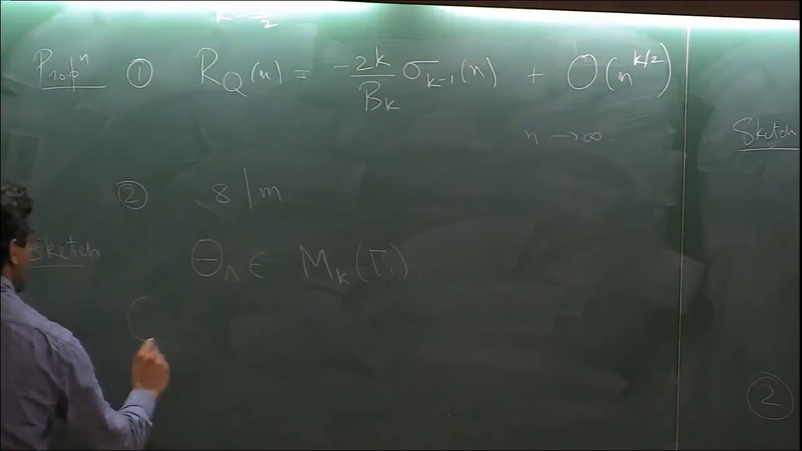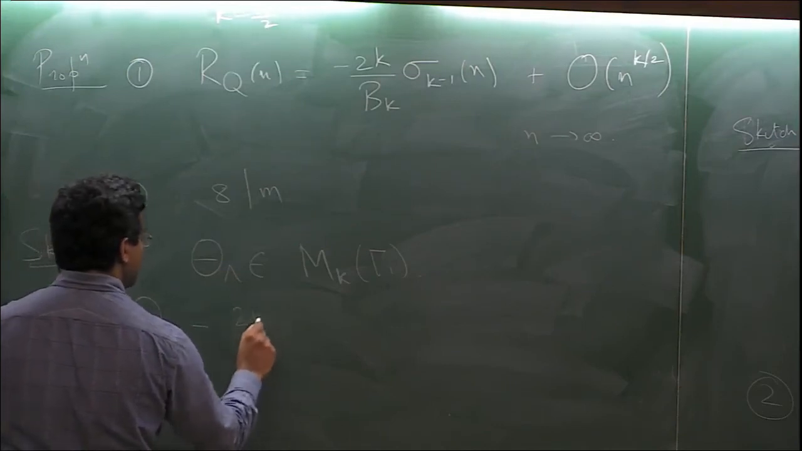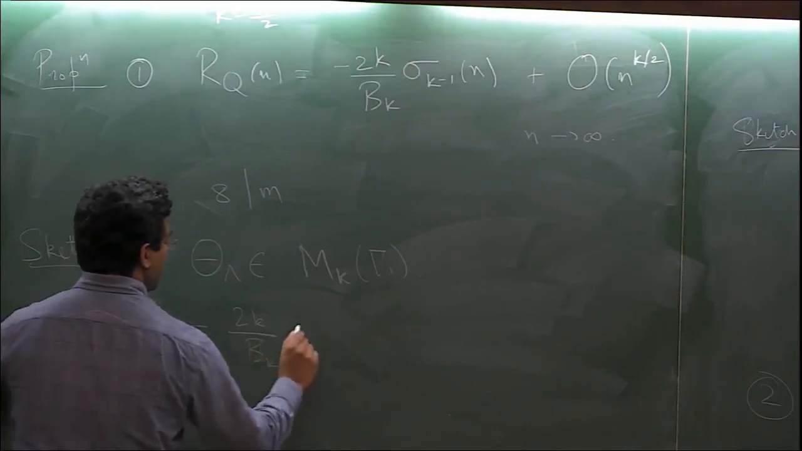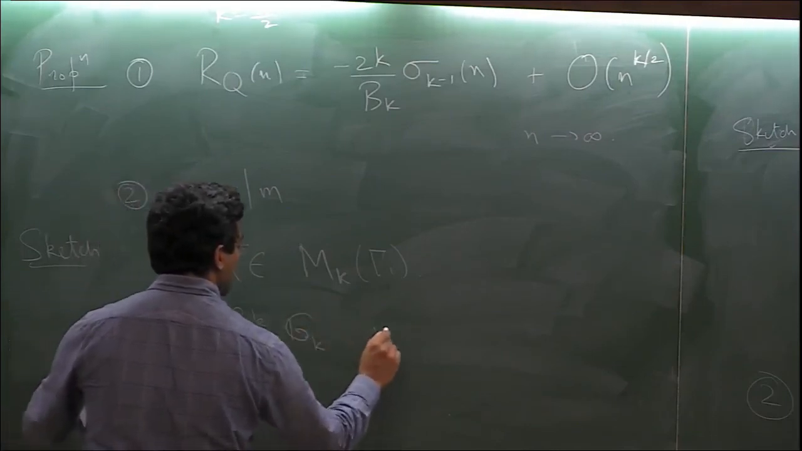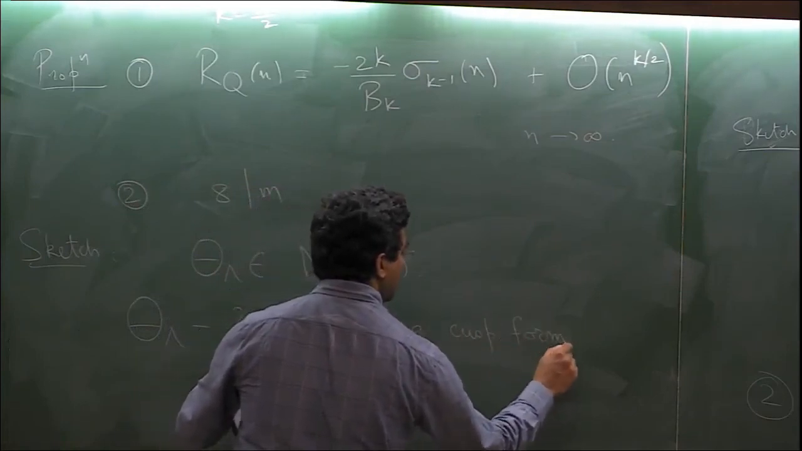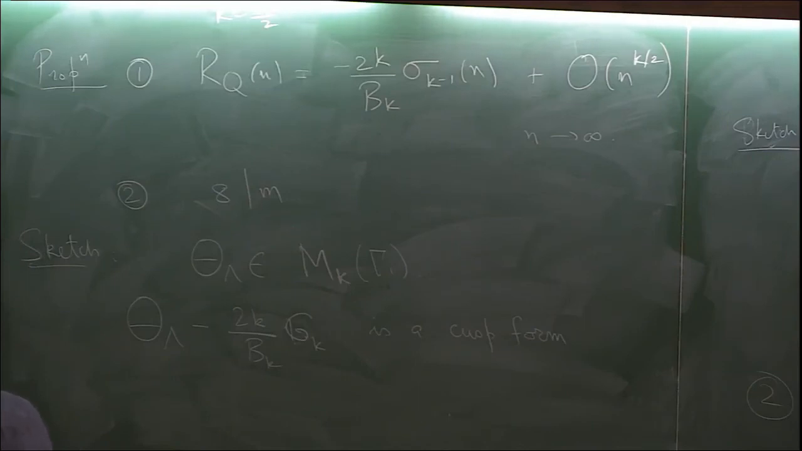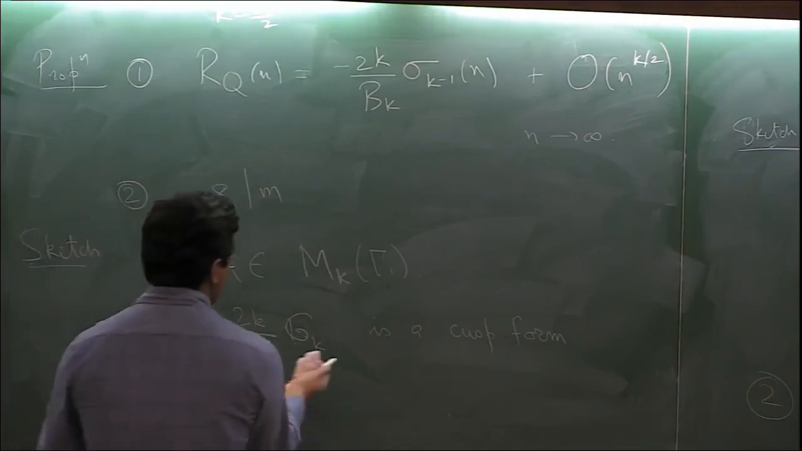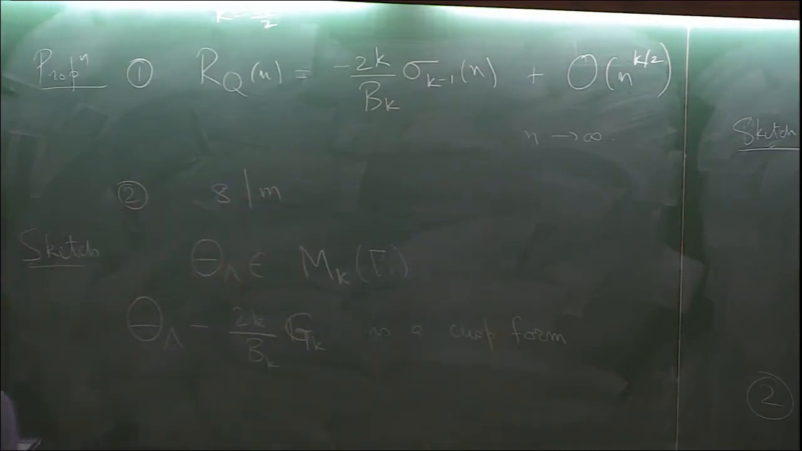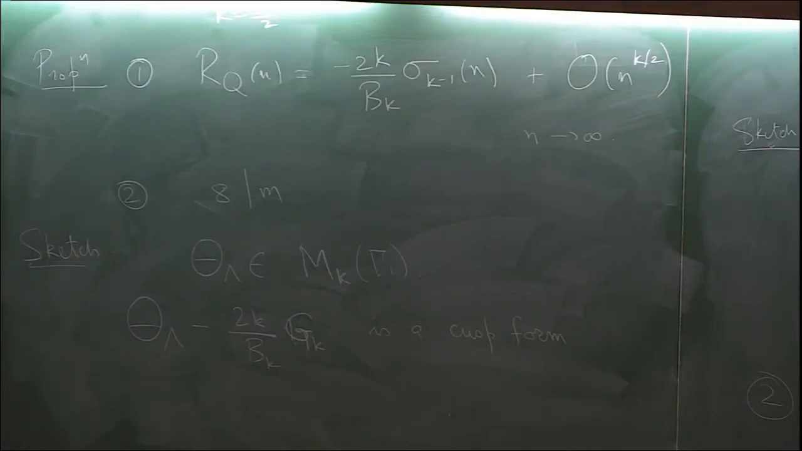Okay, so theta lambda minus 2k by B_k G_k is a cusp form, and we know that their Fourier coefficients grow like this. So that proves 1. This is a modular proof of 1.